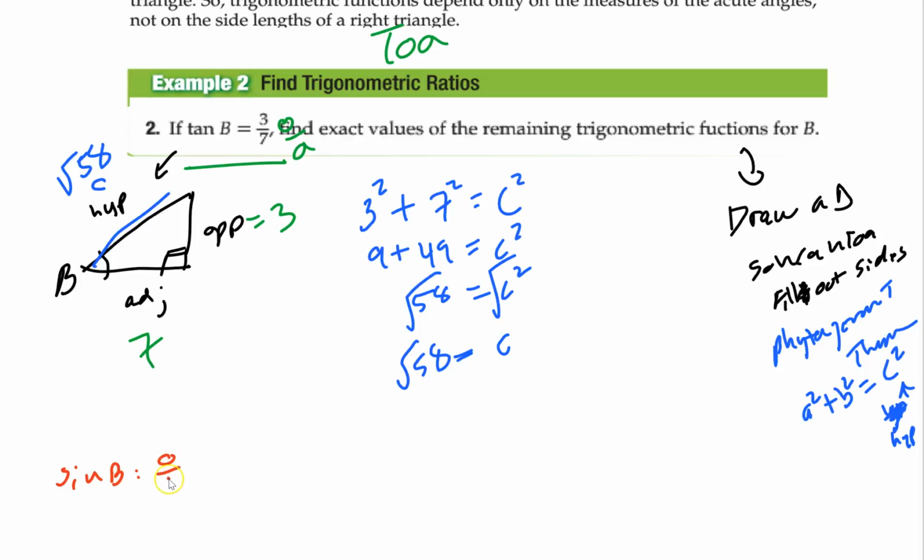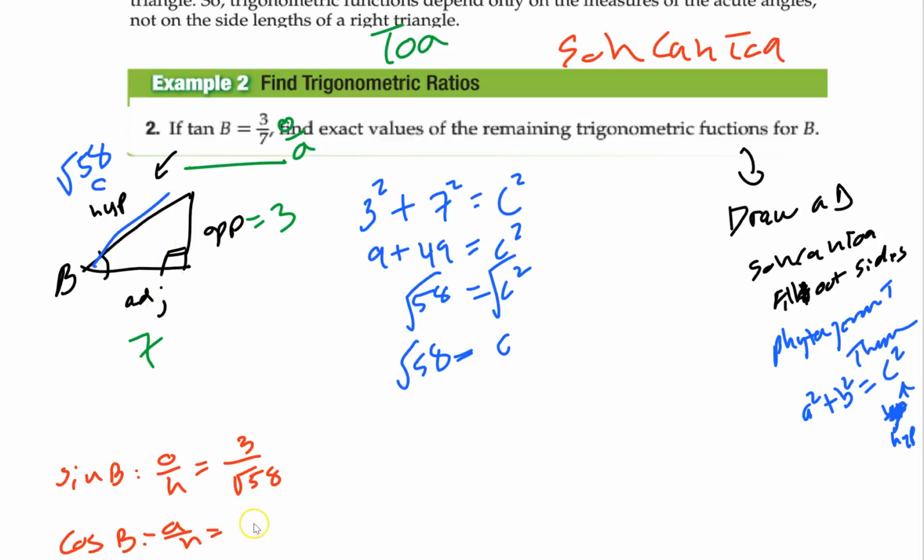SOHCAHTOA, right? So, TOA, you know I already have TOA. Is this going to be opposite over hypotenuse? We don't need to rationalize this. Cosine of b, CAH, would be adjacent over hypotenuse, 7 over rad 58. And then we could do all the rest.